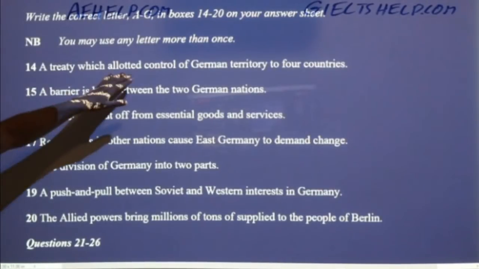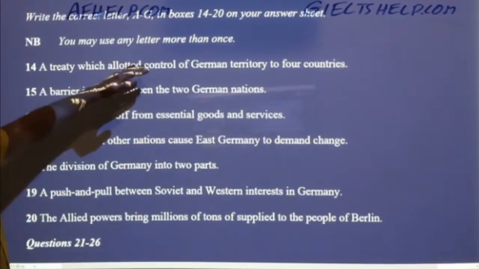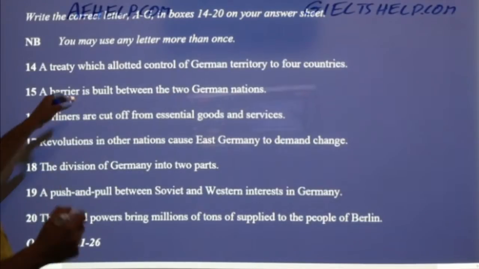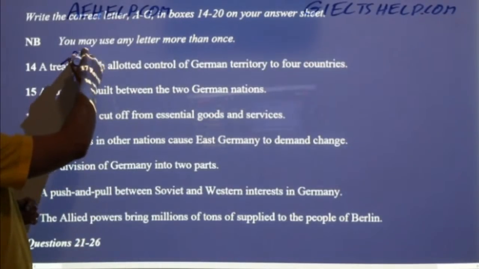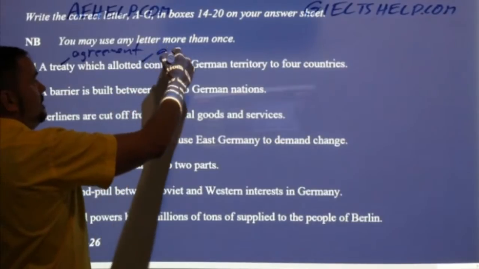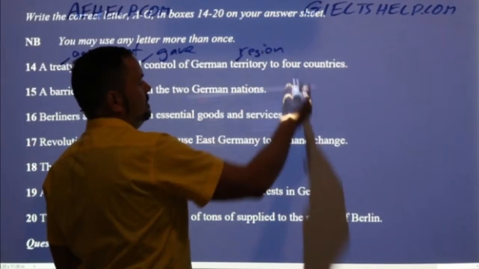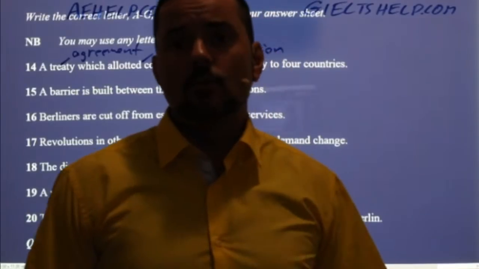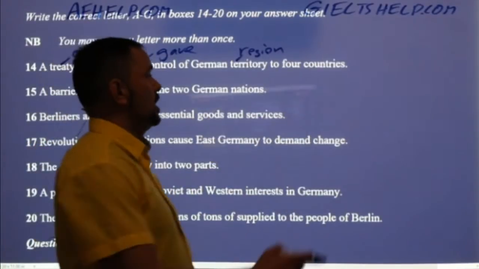A treaty which allotted control of German territory to 4 countries. Now, when you're reading these sentences in this matching information to paragraphs, you want to try to think of other ways to think about these words as best as you can. So instead of treaty, a treaty would be an agreement, okay, which allotted means gave. Control of German territory, region. So you want to be thinking of these kinds of synonyms as you read this, because in the passage, you will likely not see the same words. You're going to see some different words which will hint at the information. Okay, 4 countries, 4 nations.